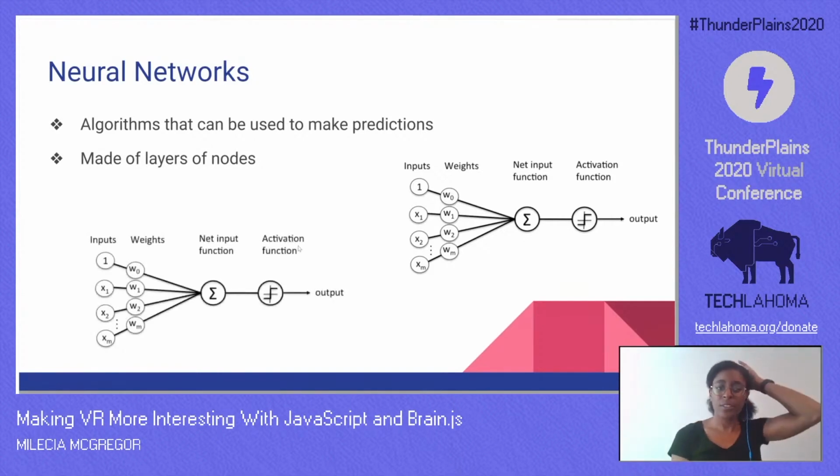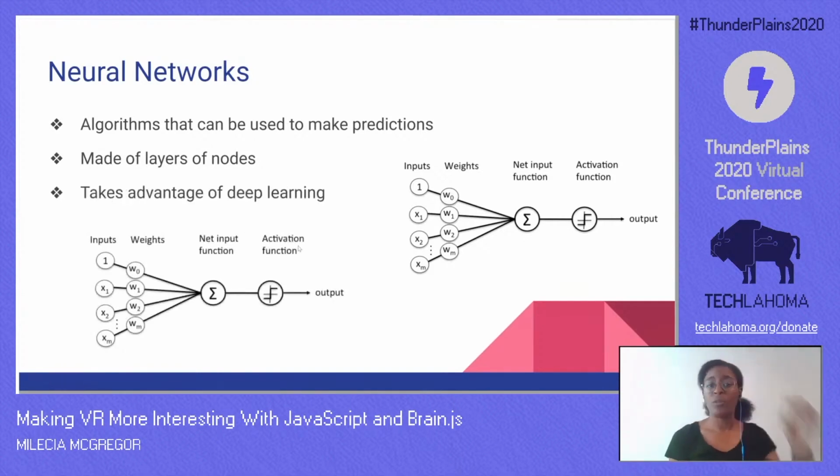But usually there's more than one layer of nodes, and when that happens, you're already doing deep learning. Deep learning just means you have more than one of these nodes in a neural network. That is all. So hopefully that gives a little bit more perspective on what's happening in the machine learning world.